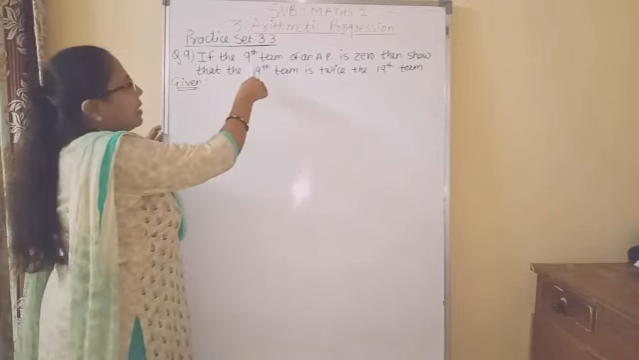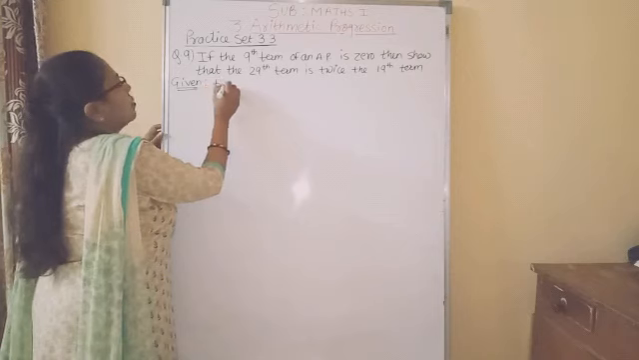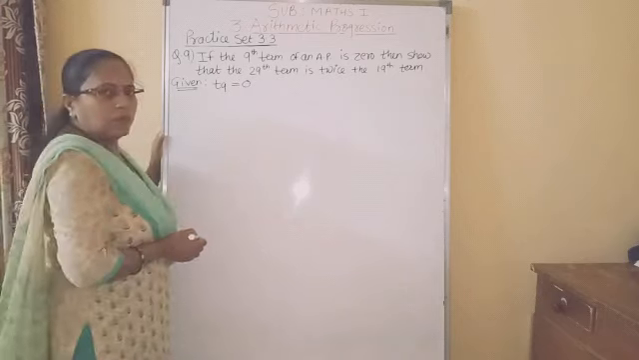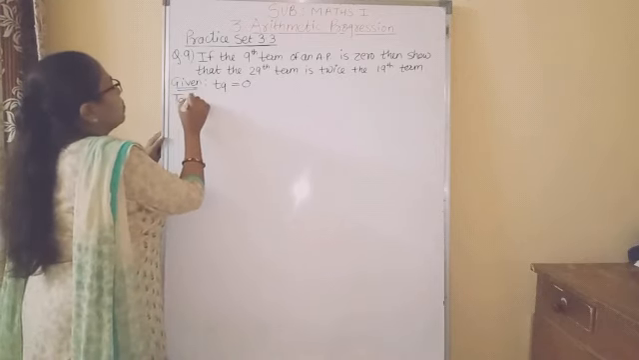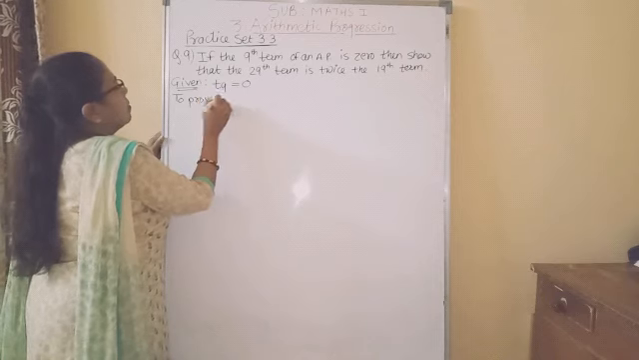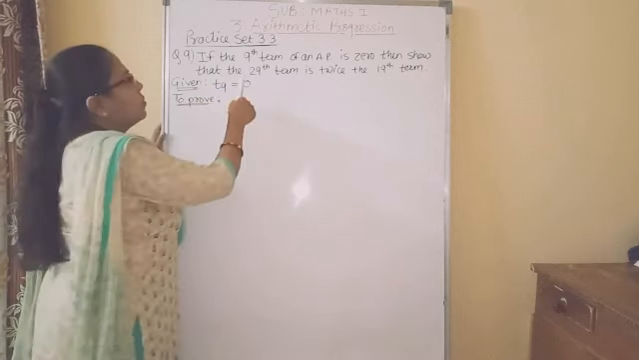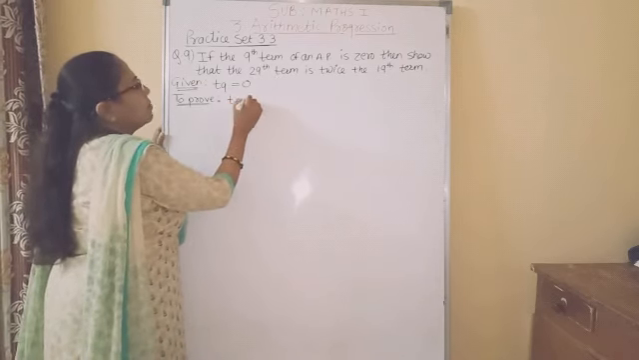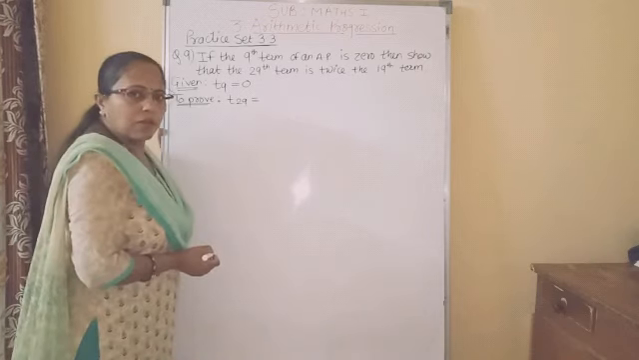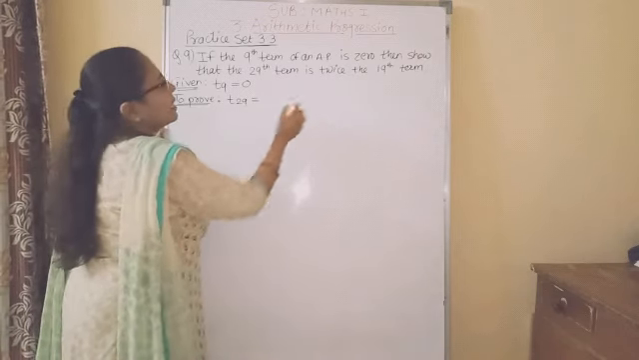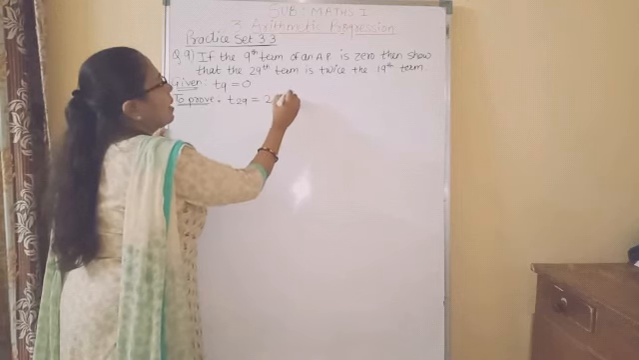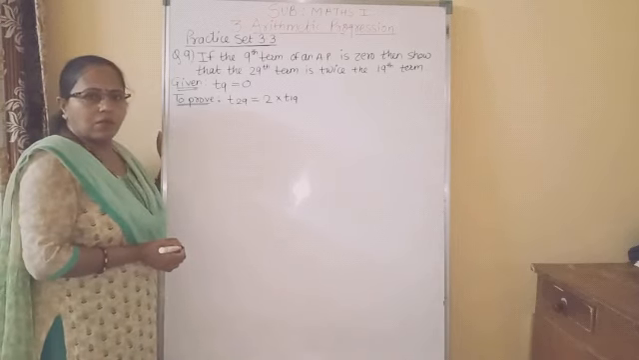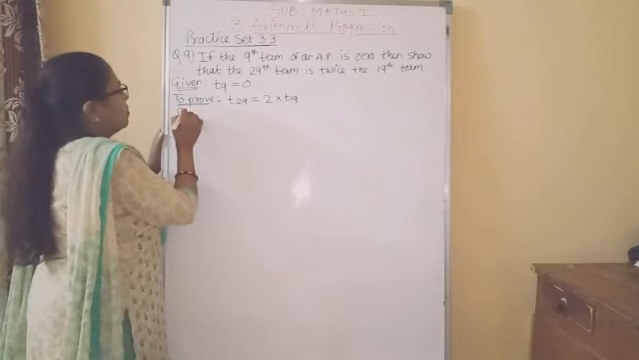So given part is 9th term is 0. 9th term is denoted as T9 is equal to 0. To prove, what we have to prove? The 29th term, T29, is equal to twice the 19th term, means 2 multiplied by T19. Okay. Now we will start the proof.